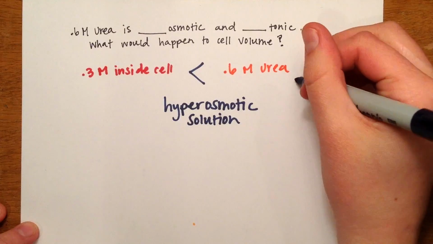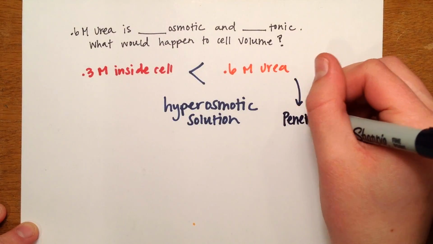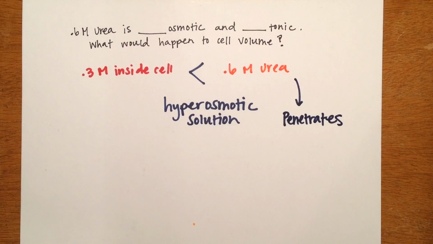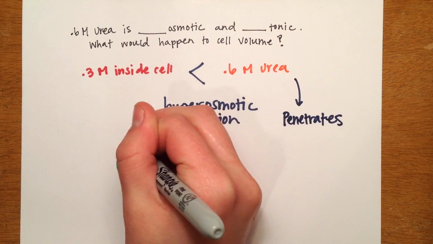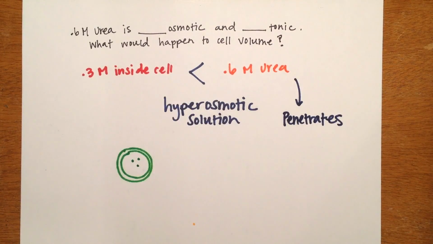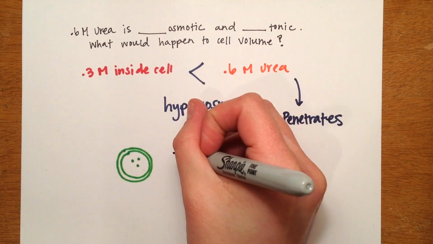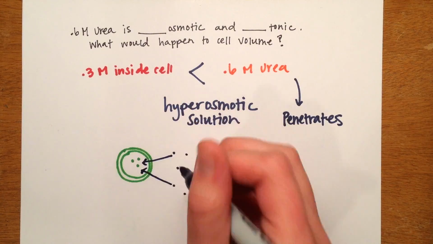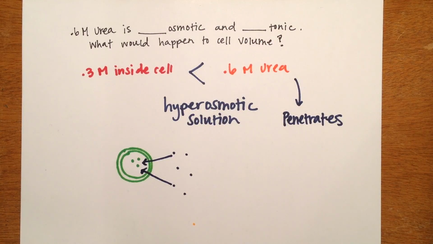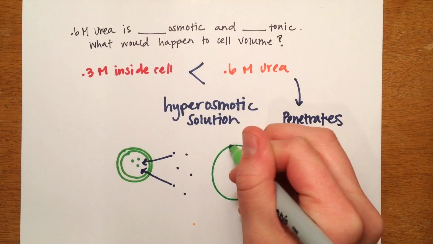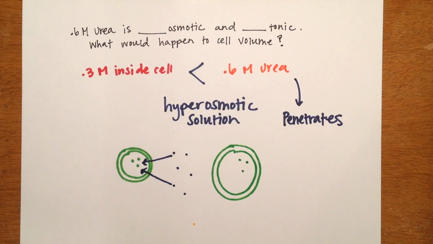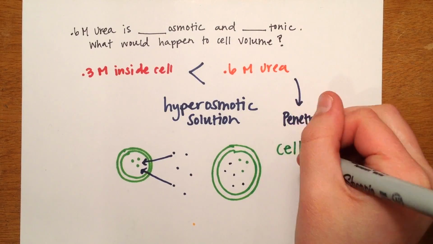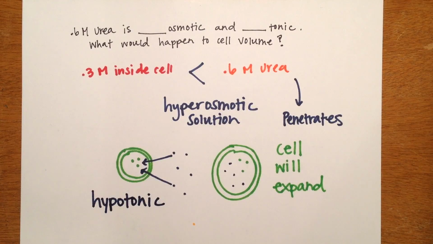In the last problem we did, the fact that urea can cross the membrane didn't affect the solution when we talked about tonicity, but because 0.6 molar is so much greater than 0.3 molar, when a cell is placed in this solution, both the urea particles and the water will flood into the cell, causing the cell to swell. Because the cell swells in these conditions or expands, this is a hypotonic solution. So notice that this solution is hyperosmotic, but hypotonic.